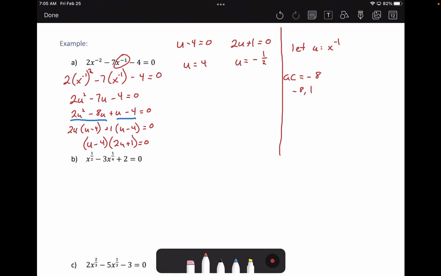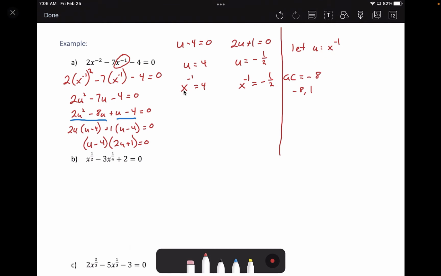Now be careful, you don't want to stop here because we haven't found x yet. We found u. So we need to go in and back substitute. Substitute what we said u is. In this case, u is x to the negative 1. And now we need to solve for x.